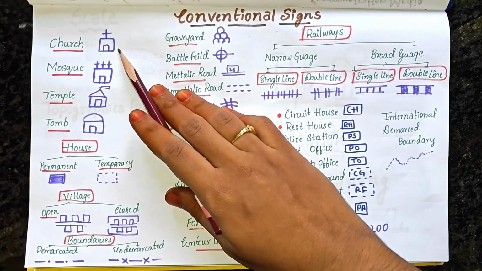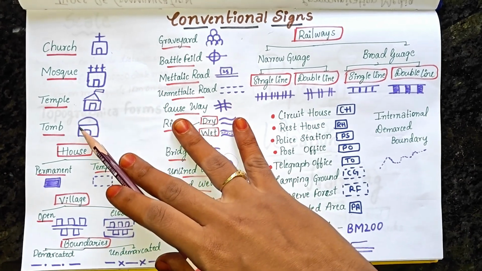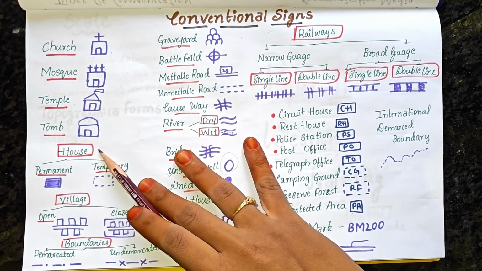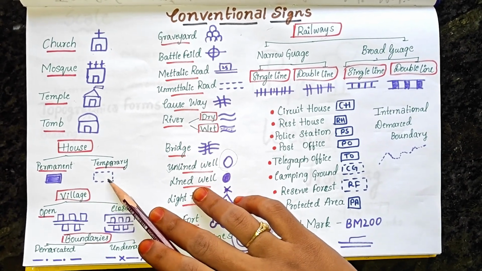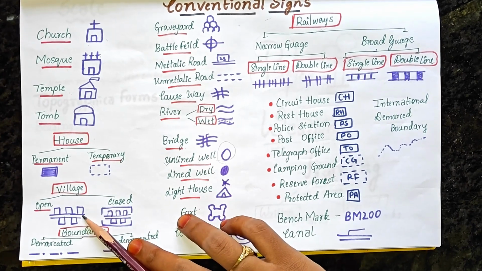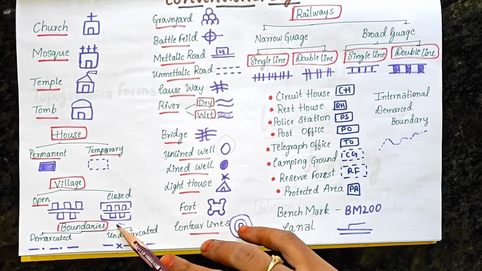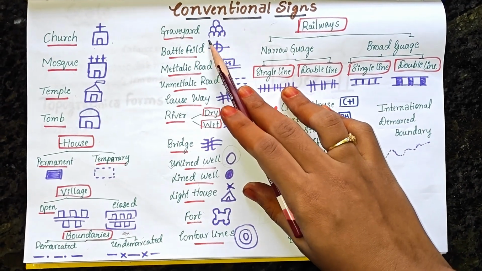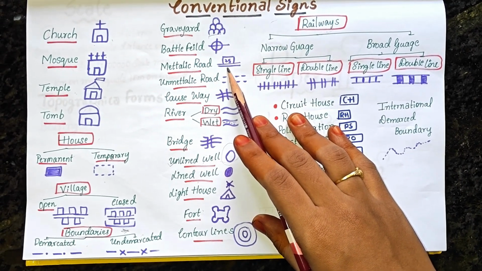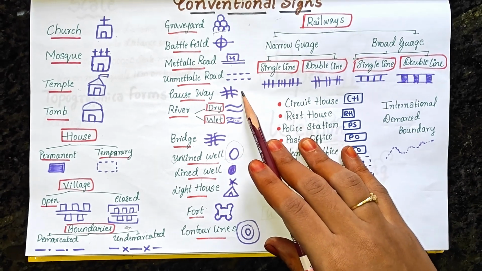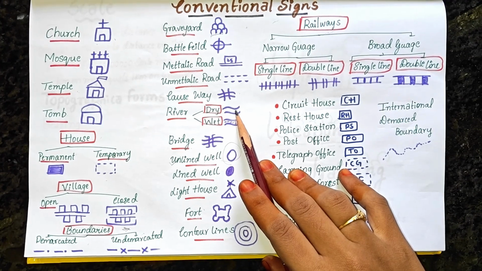So church will have a symbol like this, the mosque with three places, and the temple with a flag, and the tomb with a dome, and the house for the permanent it will be dark, and the temporary it will be unconstructed. Well. Village, open and closed, two types. Boundaries are demarcated and undemarcated, important ones. And the graveyard will be this, and the battlefield will be a circle with a plus, representing metallic road and unmetallic road. Causeway, river, dry and wet: wet consists of water, dry does not consist of water.